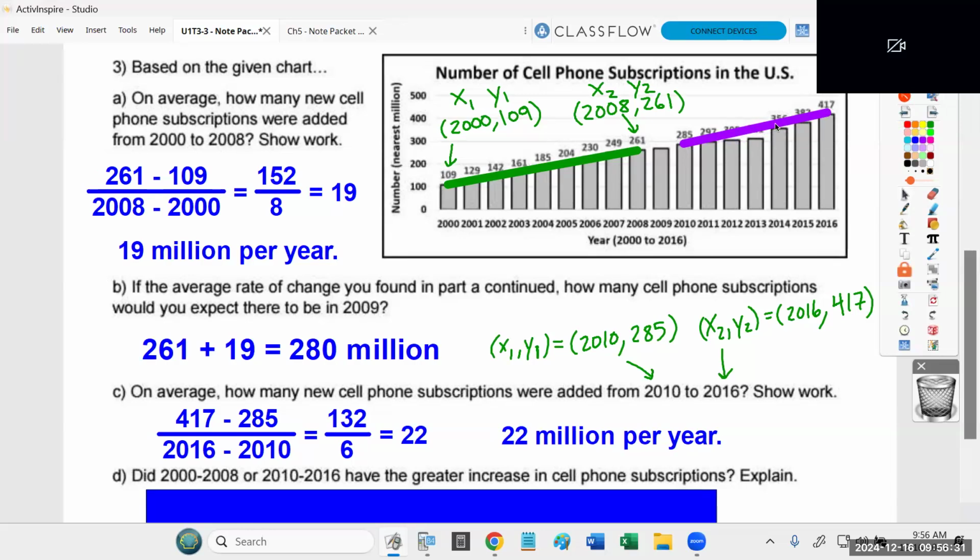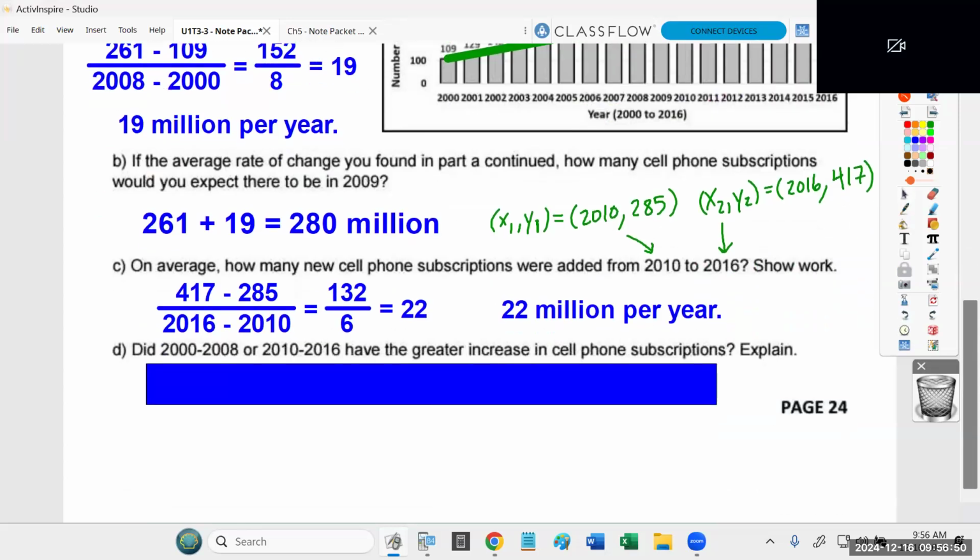It's kind of hard to see because they're close, but I can prove it if I drag them to the same starting point. If I try to line them up, now you can really see, yeah, purple is a little bit more steep. And that makes sense because we found in the beginning, the average was 19 million per year. In the end, the average was 22 million per year. And that's what the last question on the page is asking.